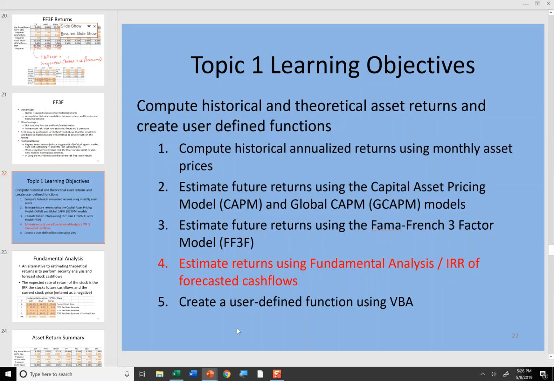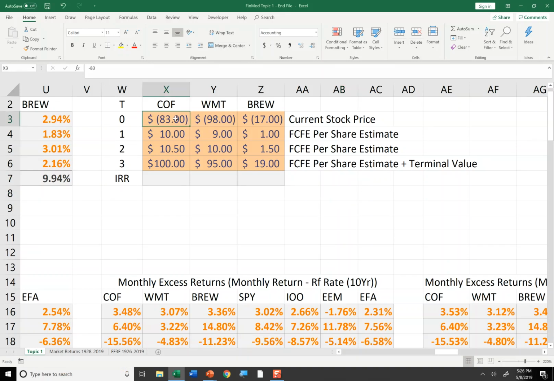In that case, all we're going to do is type in the cash flows, making sure the current stock price is a negative, because that would be an outflow, an investment. I expect to get 10, 10.50, and 100. I'll simply take an IRR of that stock investment, and you can see that the expected returns based on your fundamental analysis of cash flows, in this case, are 14.68, 5.66, and 8.66.